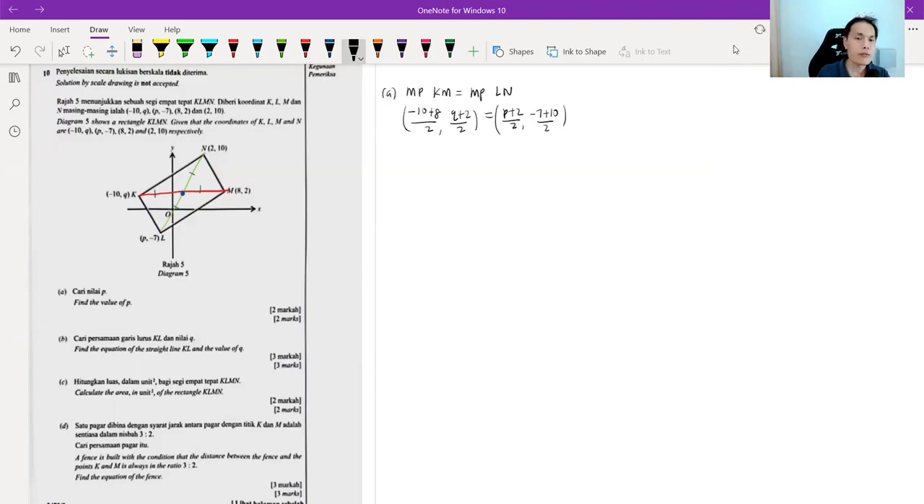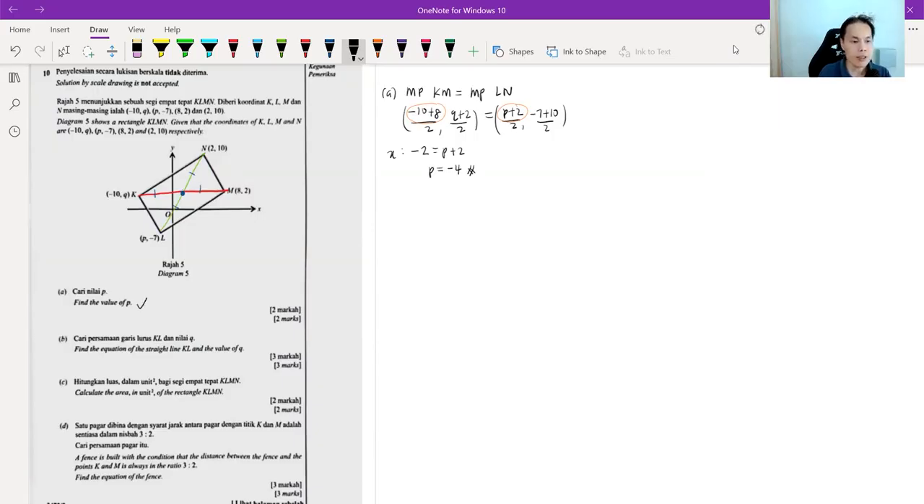Now, since we are only finding P, we just compare our x coordinate. So my x coordinate here is minus 2. And in fact, I'm just comparing the numerator. I don't need the denominator. So minus 2 is now P plus 2. P is minus 4. Now, you don't have to find Q here, so I'm not finding Q for now. We just had to find the value of P.